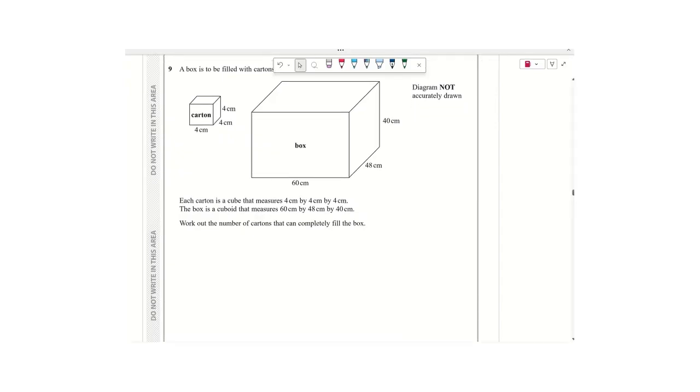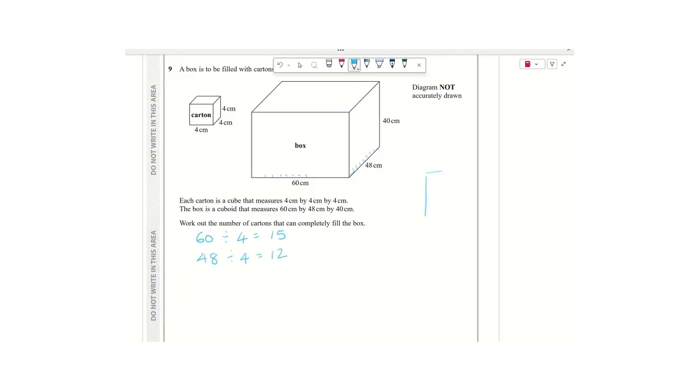So how many cartons can I fit in along this side? If I do 60 divided by 4, that gives me 15. So I can get 15 cartons stacked along that way. How many cartons can I get stacked along the bottom edge going backwards? If I do 48 divided by 4, that gives me 12. So I've got 12 there.